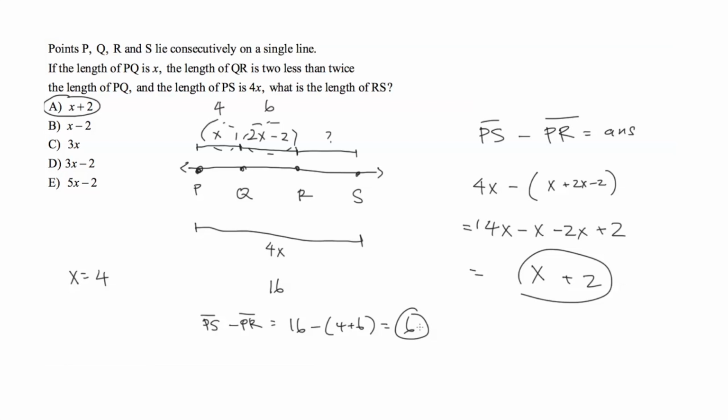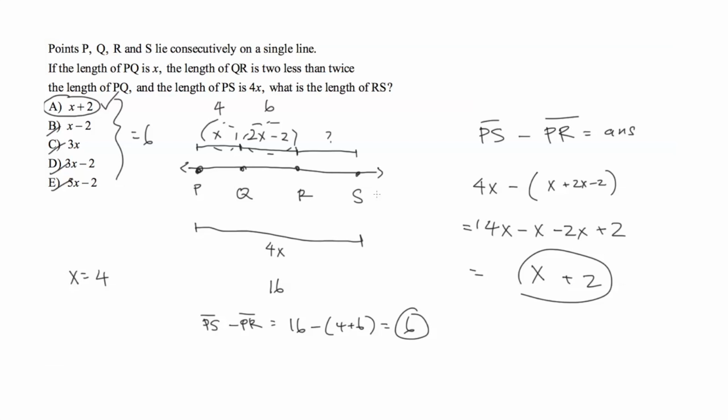Now since 6 is our target answer, we want one of these answers to equal 6 when we plug in x is equal to 4. And that definitely checks out here. We get 6. For B we get 2. For C we get 12. For D we get 10. And for E we get 18. So none of those work. So it's just whichever way is more comfortable with you.